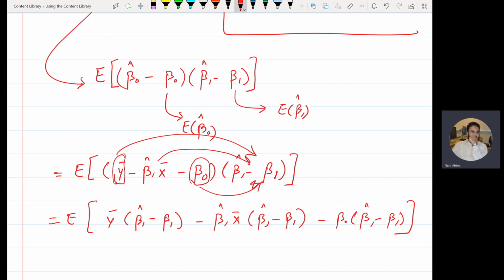Now, when you apply the expectation on the third one, what will be the result? Beta naught is a constant. It will go out and expectation will be applied on beta 1 hat minus beta 1. So what is the expectation of beta 1 hat? Not 0, beta 1. And what is the expectation of beta 1? The expectation of a constant is the same constant, which is beta 1. So beta 1 minus beta 1 will be 0. The last term will become 0.